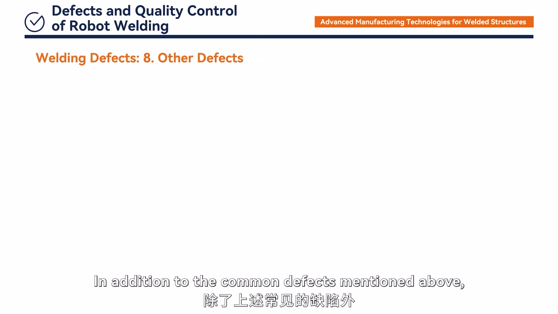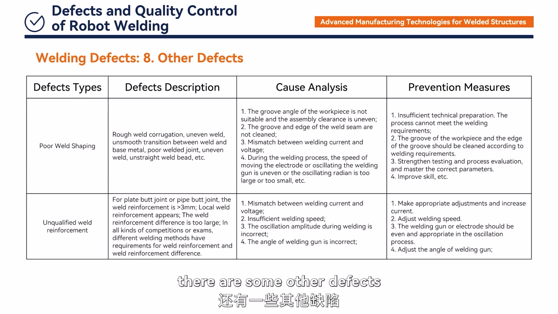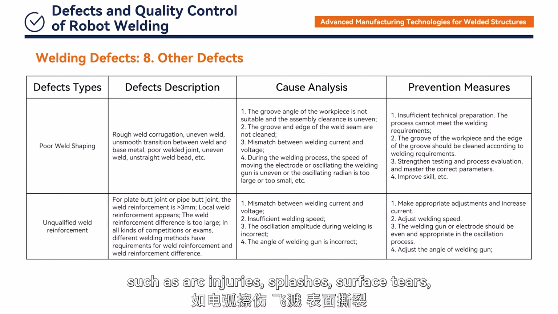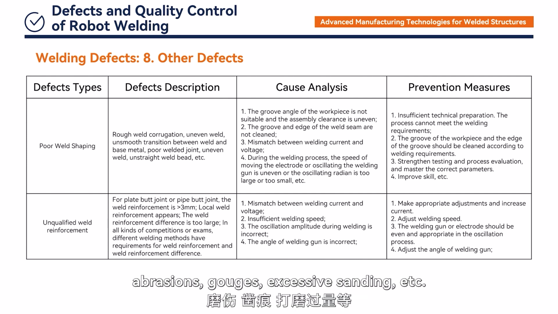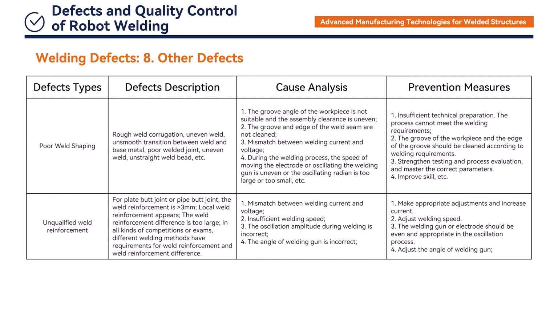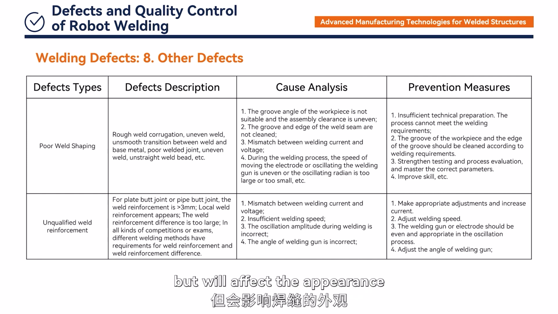In addition to the common defects mentioned above, there are some other defects such as arc injuries, splashes, surface tears, abrasions, gouges, excessive sanding, etc. These defects have little impact on the structural strength, but will affect the appearance and surface quality of the weld.